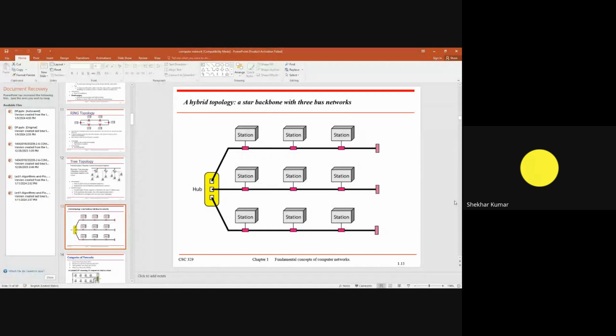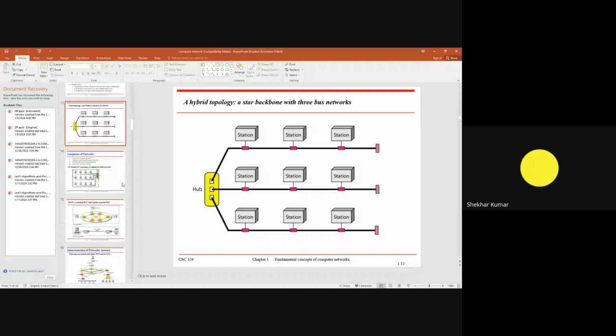Then hybrid topology. Hybrid topology is a combination of all types of topology. You can make any type of combination in the physical connections. You can take all of them, or any 2, any 3, according to your requirement. Then that is called your hybrid topology. A combination of 2, more, or all of the other topologies is your hybrid topology.